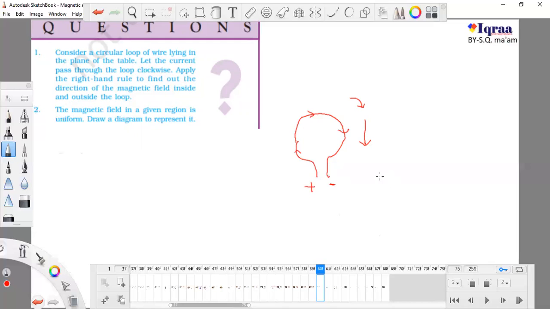So I'm using my right hand rule, and you should also use your right hand thumb rule to find the direction of the magnetic field lines. I gave you this question, just use this, and I did this.